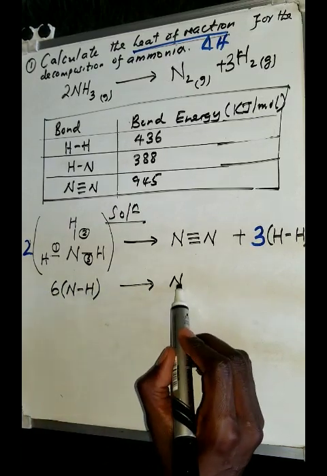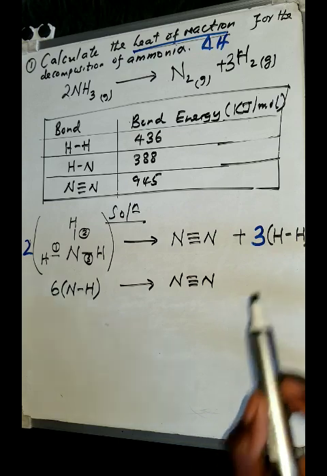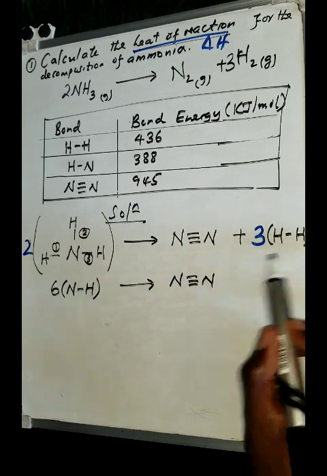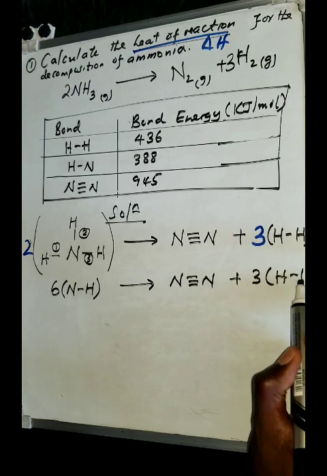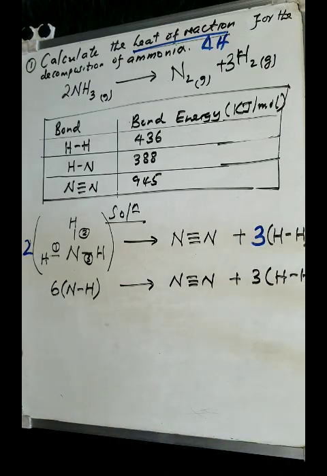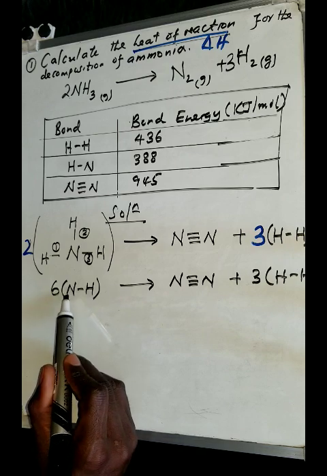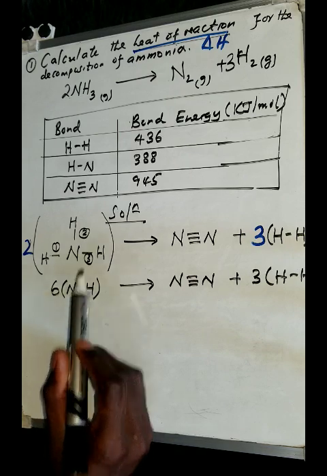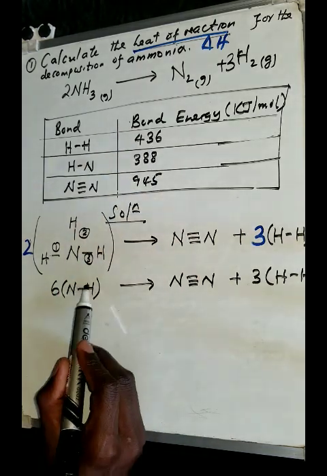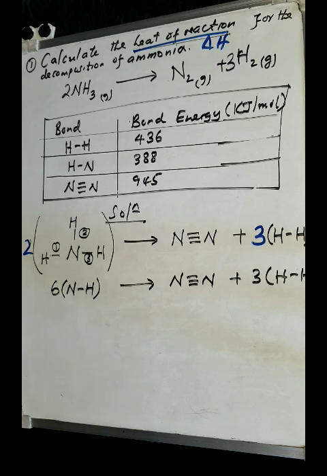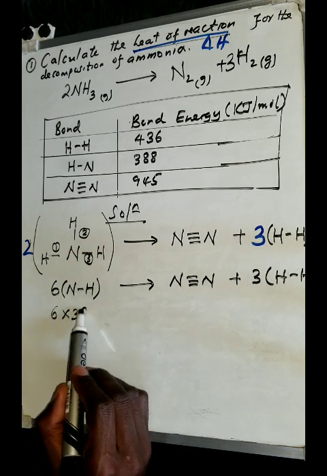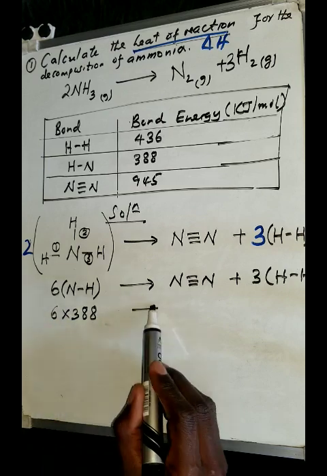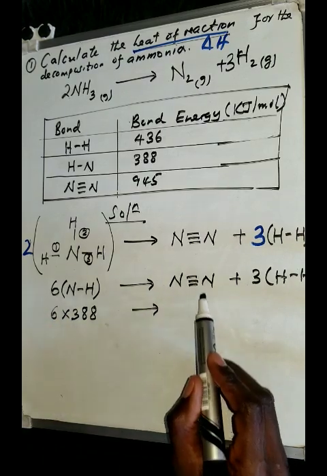Of course, that is direct. We only have 1 nitrogen triple bond, and there again, we only have 3 hydrogen bonds. That is actually a direct one that we do have. So now what we are going to do is use the bond energies. What is the bond energy of nitrogen to hydrogen? It is 388. But these nitrogen to hydrogen bonds are 6, so it is going to be 6 multiplied by 388.